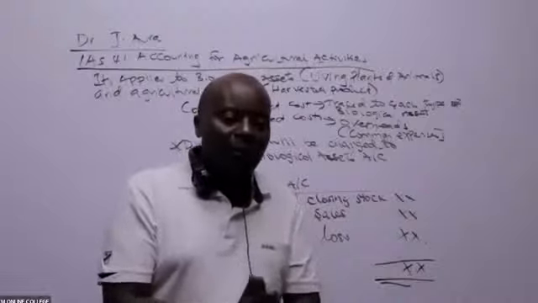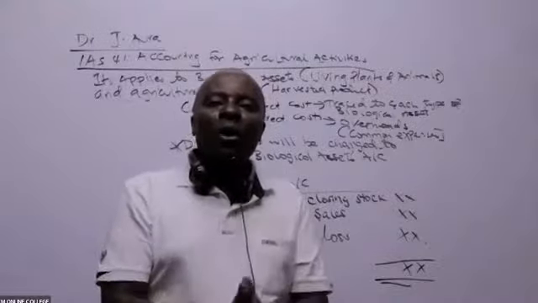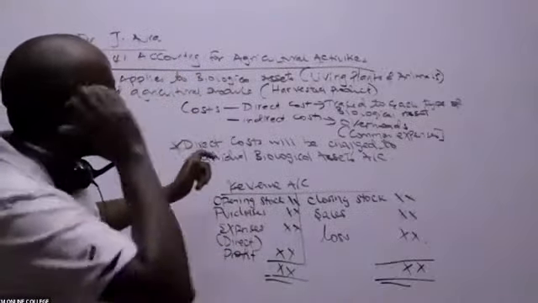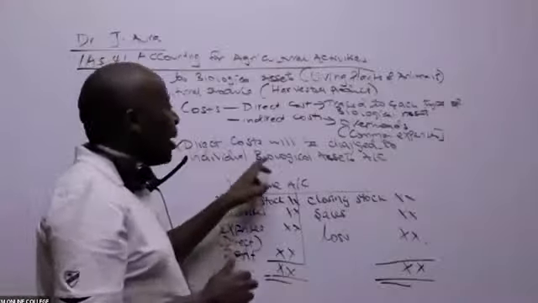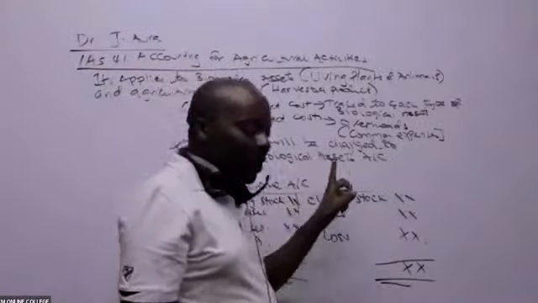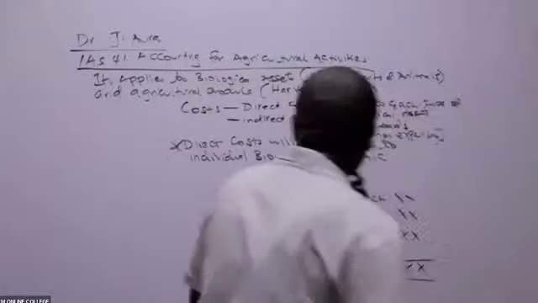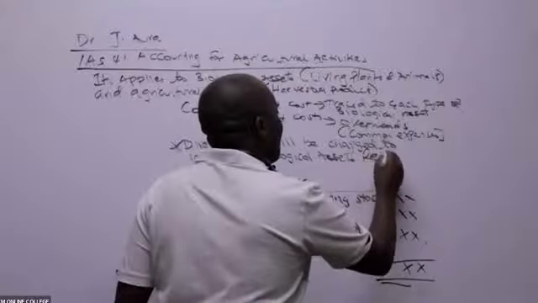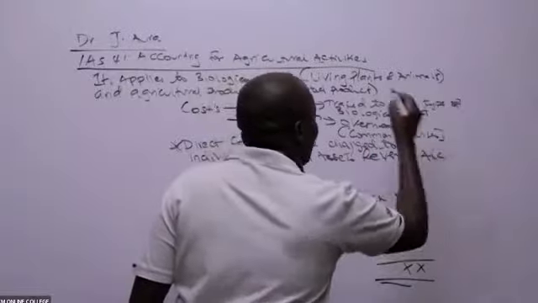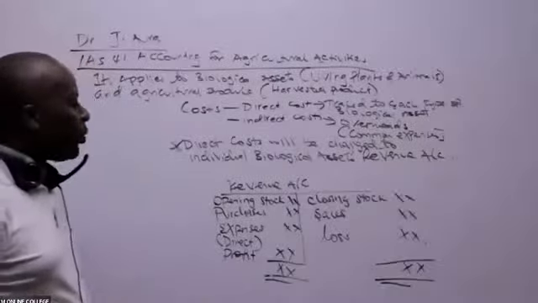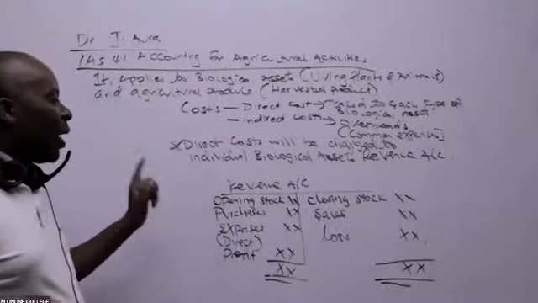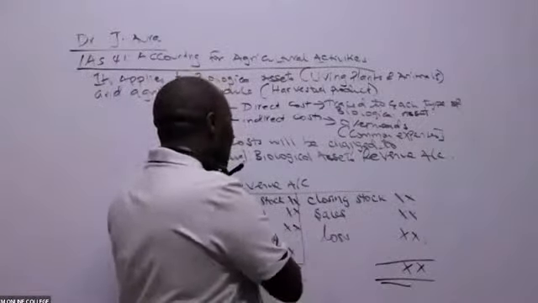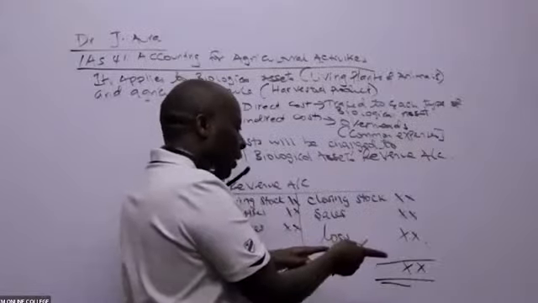And I've told you, ladies and gentlemen, from the beginning here, that all direct costs will always be charged to the individual biological assets. Actually, I should have mentioned here, to the individual biological assets' revenue account. And I've been able to do an example of a revenue account. How does this revenue account look like? Of course, we have opening stocks on both sides. We begin with opening stock here. Closing stock will go to the other side.